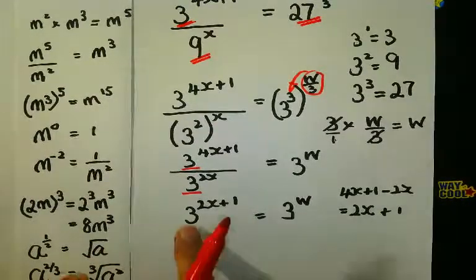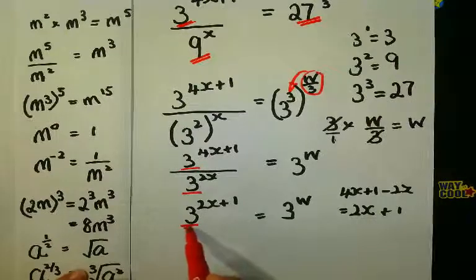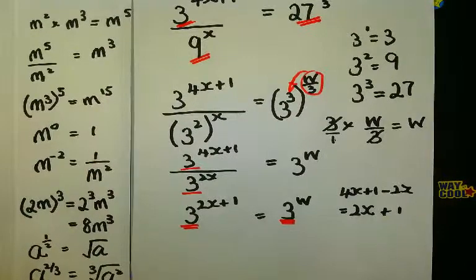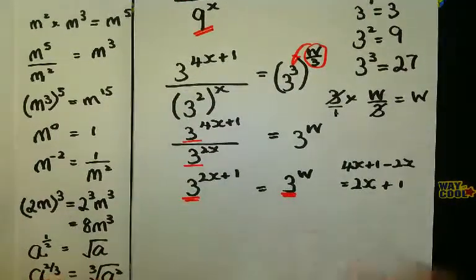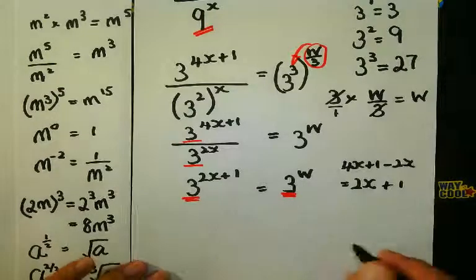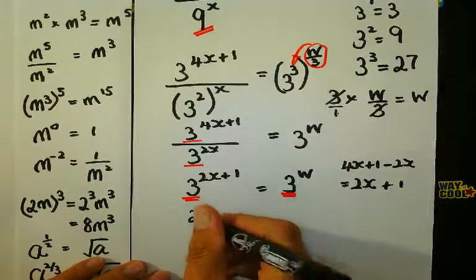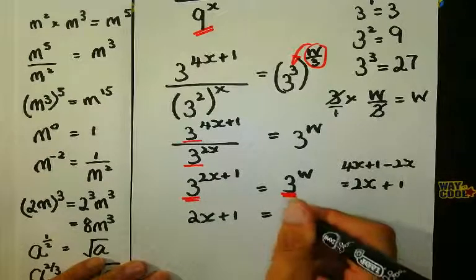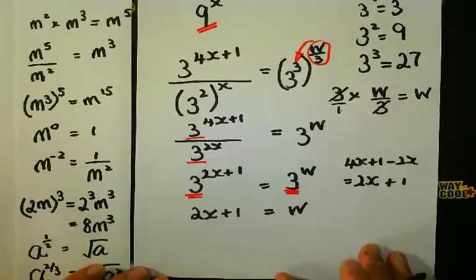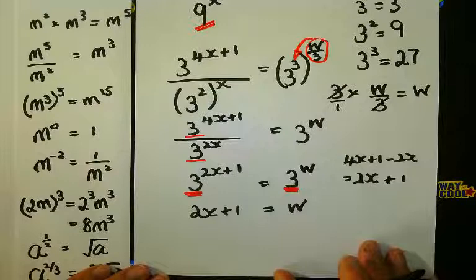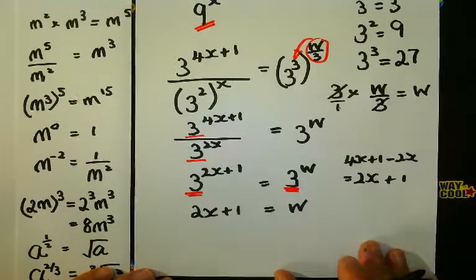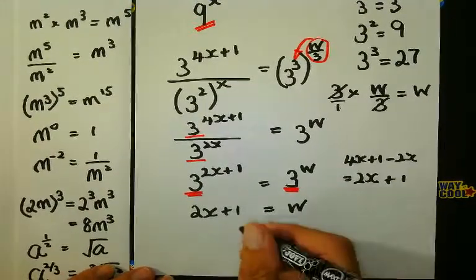Now, because this side equals that side, and all the bases are the same, the only way that can work is if the powers are the same. So that means that 2x plus 1 must be equal to w. It's become a linear equation, and now we can answer the question, which says find an expression for x in terms of w. So we need to solve for x.